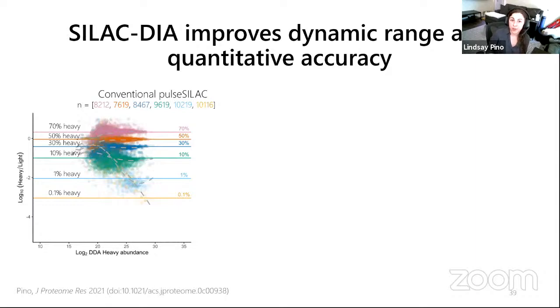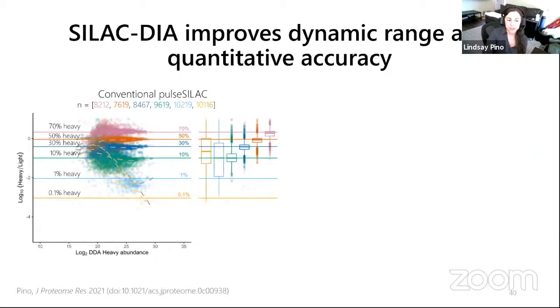So if we do a conventional pulseSILAC, this is pulseSILAC-DIA, we see the measured ratios, those are each one of the colored points, and we can compare them to the expected ratio. That's these horizontal lines. The N up here just indicates how many detections that we made. So out of all of those detections, we can visualize this with a box plot to compare the measured ratio and the actual ratio, the expected ratio.